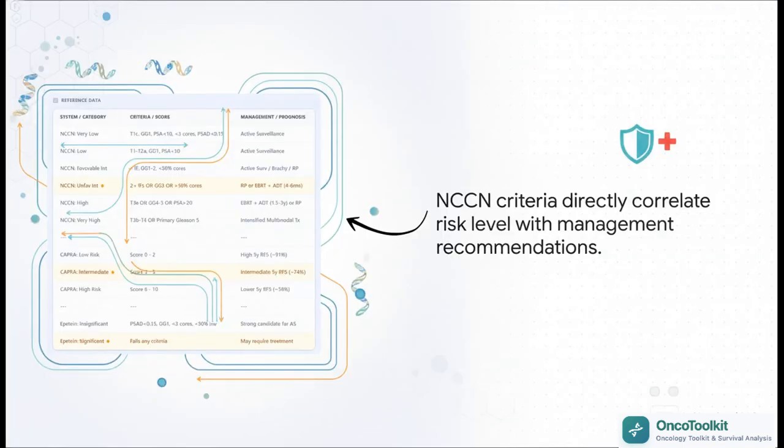And here, in this reference table, you see the payoff. Each one of those NCCN risk groups, from very low all the way up to very high, maps directly to a specific management pathway. This is how we translate a risk score into a real, concrete clinical action, whether that's active surveillance or jumping into aggressive multimodal treatment.